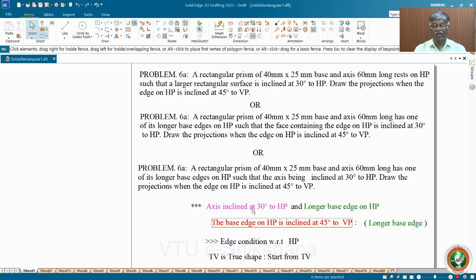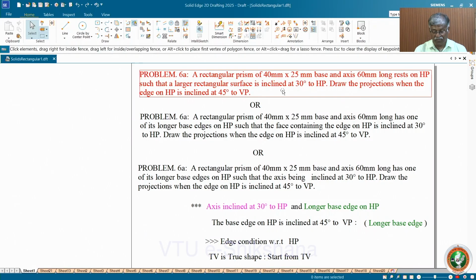Now let me conclude the overall information for this particular problem. Whether the larger rectangle surface is inclined or the axis is inclined, we can assume that the axis is inclined at 30 degrees to HP and the longer base side is on HP, that we have discussed. Now the base edge on HP is inclined at 45 degrees, that is actually the longer base side. That's what we have decided. This is actually inclined to HP, so you make it perpendicular to HP, you get the top view as the true shape of the cross section. So start from the top view.